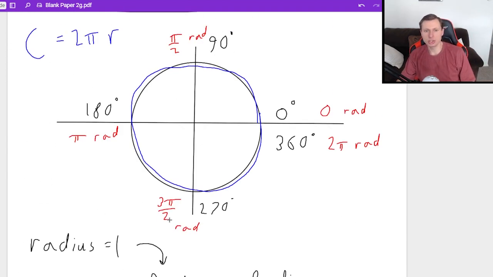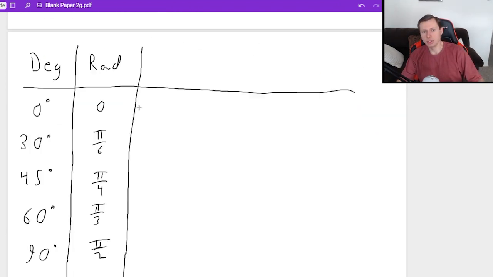So the real reason we care about the unit circle is not because of the circle itself. Who cares about the circle? The reason it matters is because we're going to use it in SOHCAHTOA: sine, cosine, tangent. Let me show you what I mean.